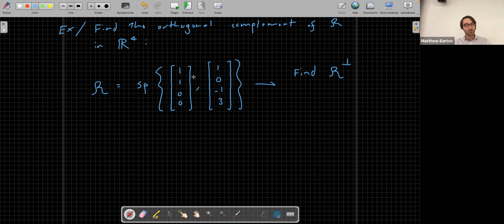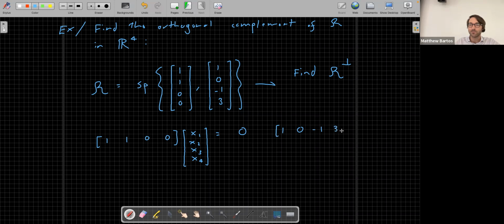Exactly. So one way we can solve this is for each of these basis vectors, we take its dot product with some vector, we'll just call it x1, x2, x3, x4. We need to find what those elements are. And we have to have that this dot product is equal to 0. Similarly, the dot product of 1, 0, -1, 3 with this vector x1, x2, x3, x4 also has to be equal to 0. So that's the basic idea.